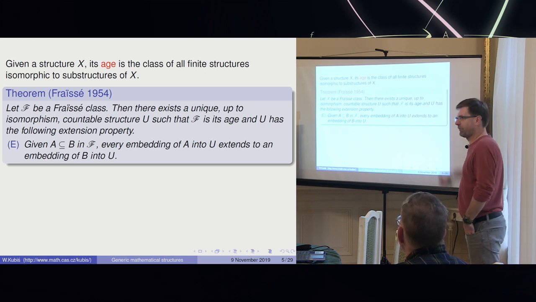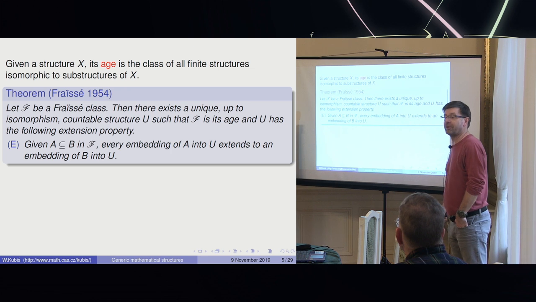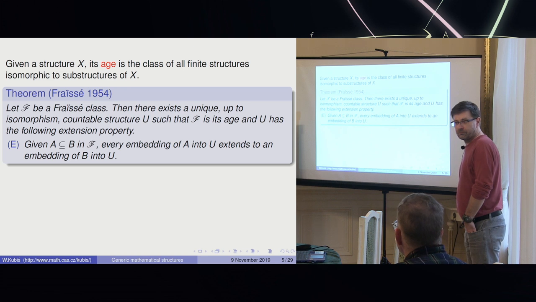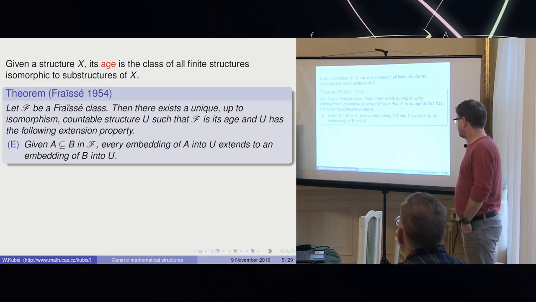And this is not the typical formulation of this theorem. People usually write that U is ultra-homogeneous, in the sense that every isomorphism between finite substructures of U extends to an automorphism, and the age of U equals F. And that's all. That's equivalent.